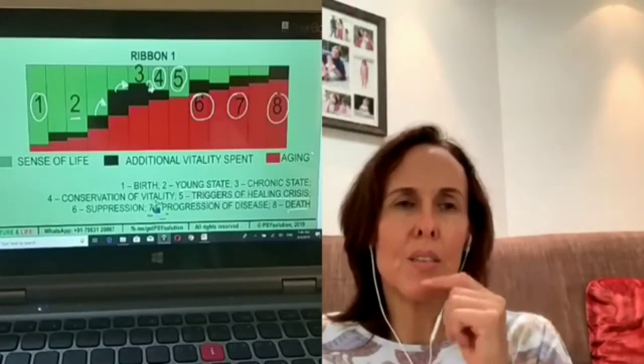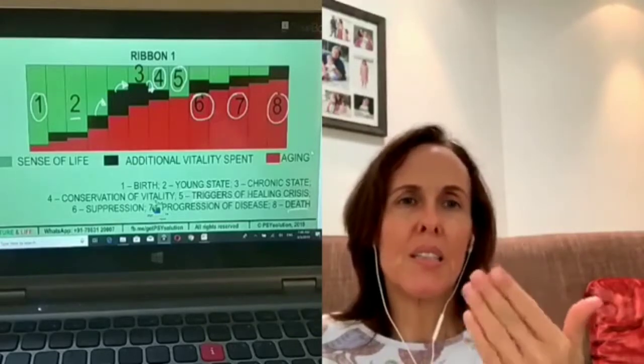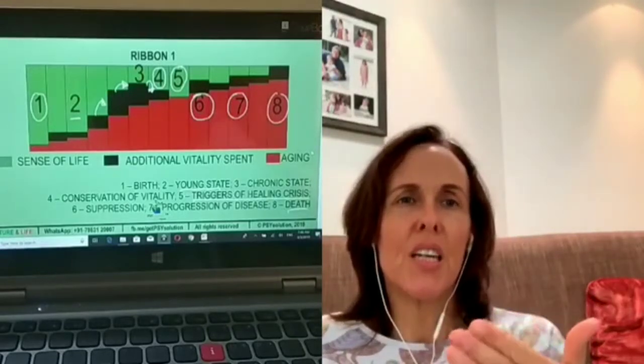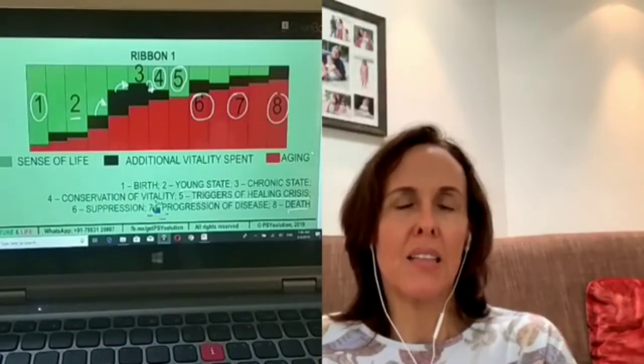So this was ribbon number 1, the conventional one. Yeah, do you have some question? It is the energy that is spent. It is gone. It cannot be regained.